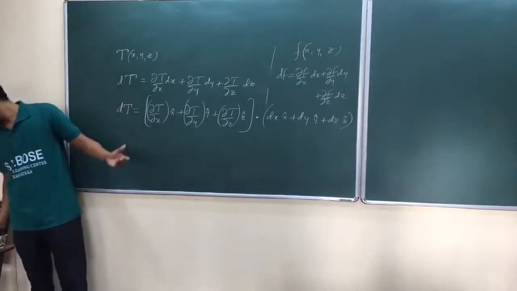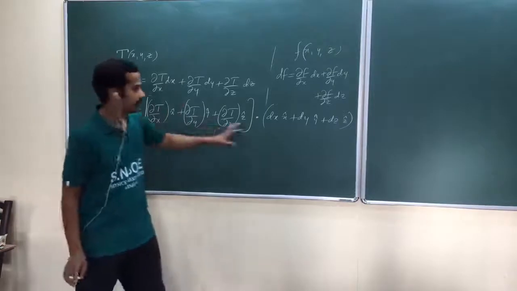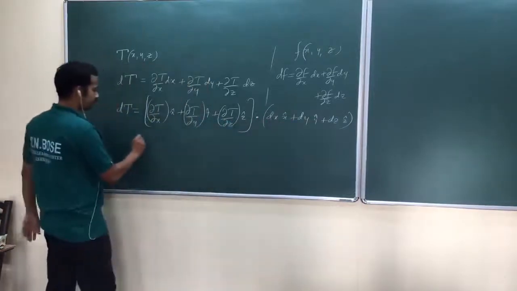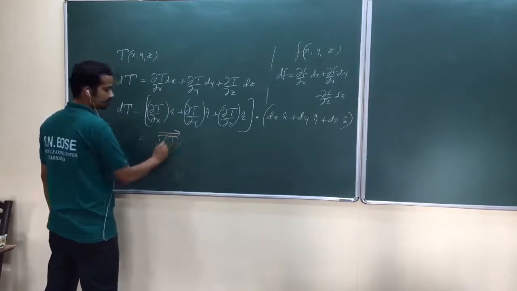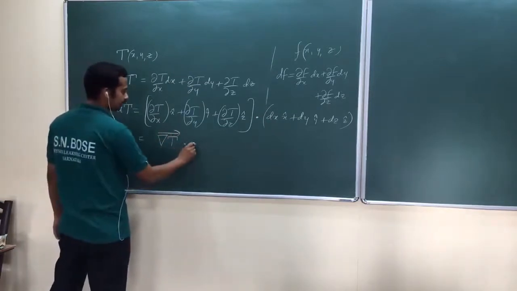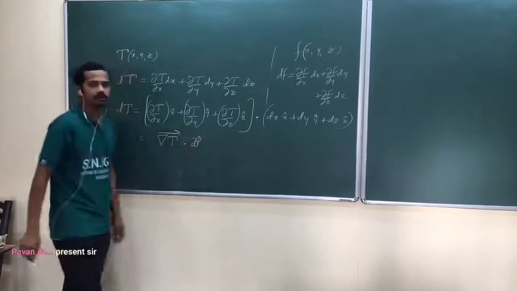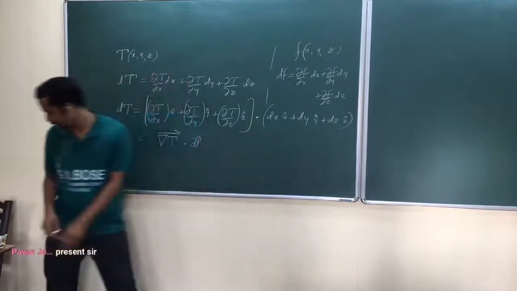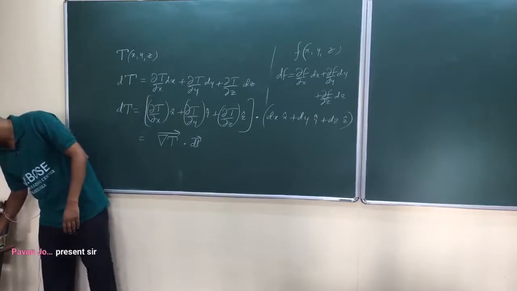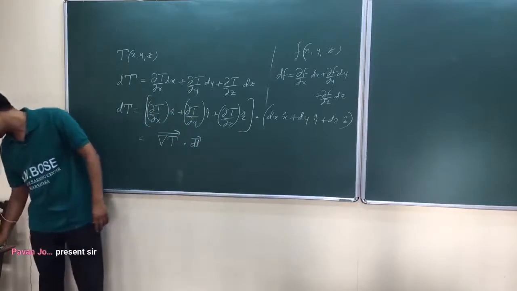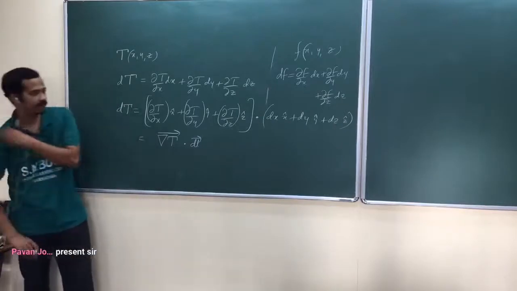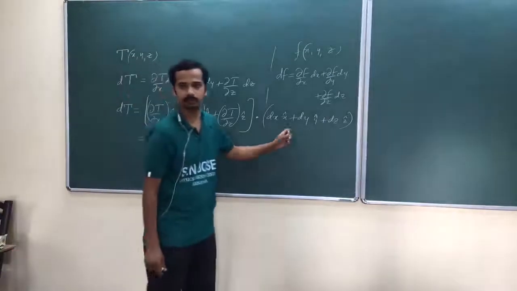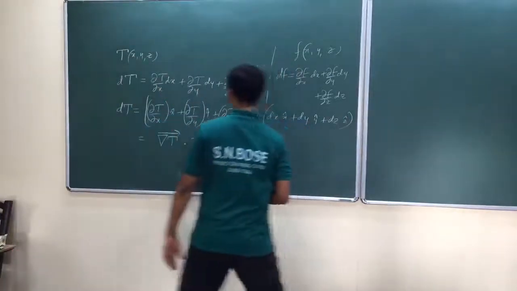Now we are going to name this one as one type, this one as the other type. We are going to call this one the gradient of a scalar. What do we call this one? Any idea? dl vector, displacement vector. It's a kind of infinitely small displacement vector. Look at here. So dl vector, look at here.